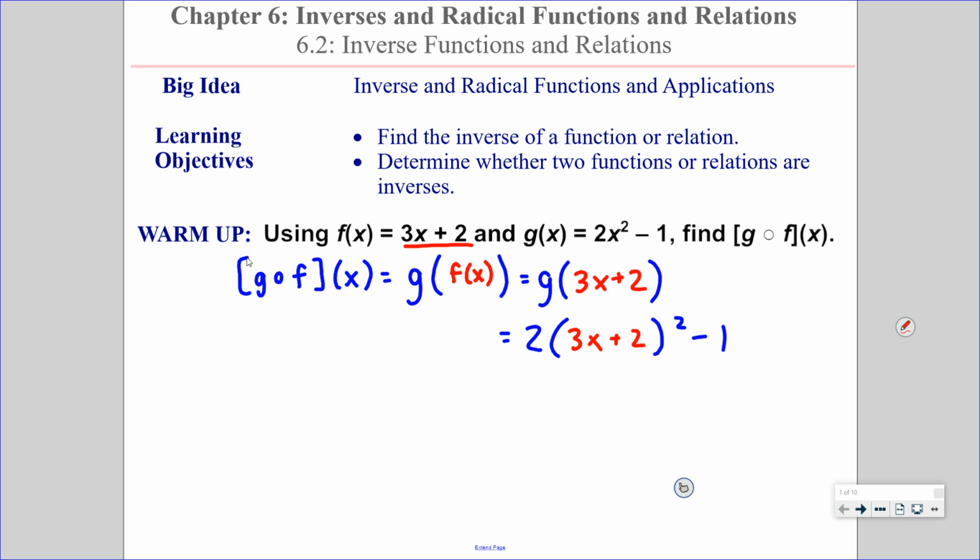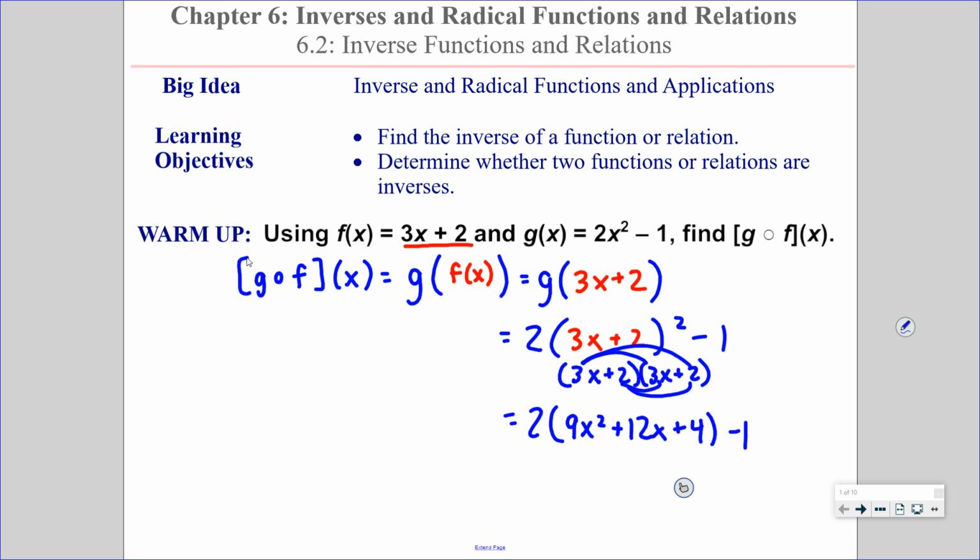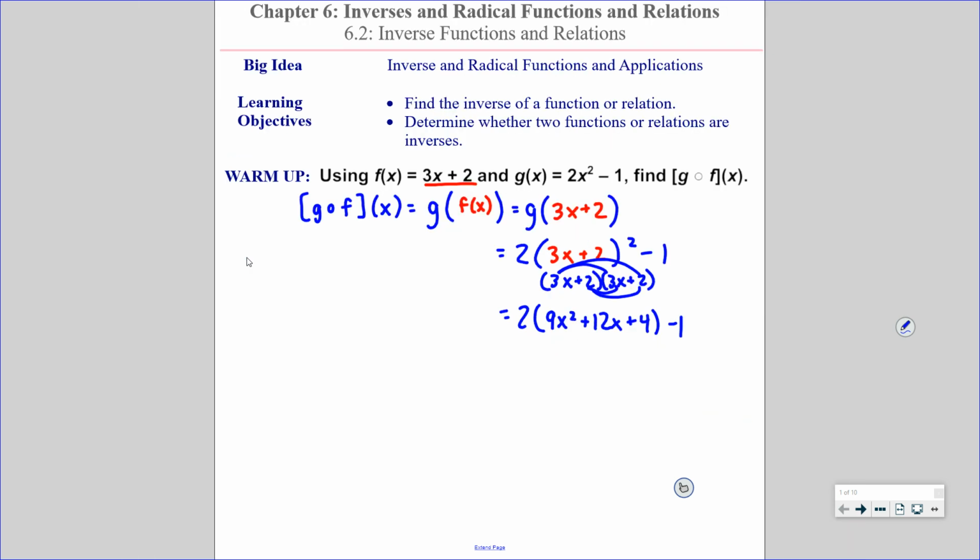Okay, if you got that far, that's great. That's Goff. Now we just got to simplify this and write in standard form. If it helps you to write this out, please do. Don't distribute the exponent. All right, so this would end up being 9x squared, plus 6 is plus 12x, plus 4. Then you distribute the 2.